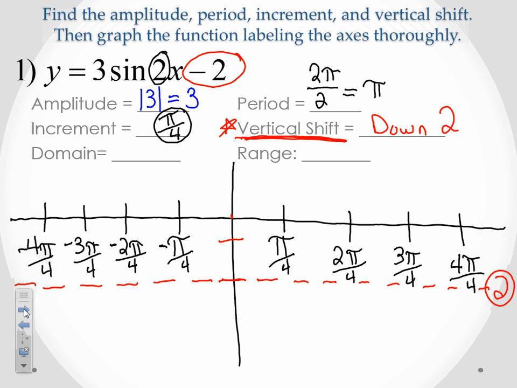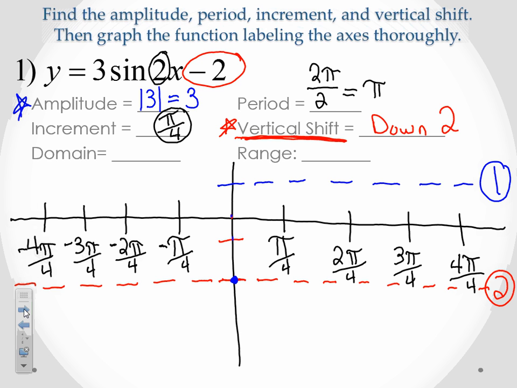Once we have our vertical shift, now we're going to come back with a new color. So I'm going to use blue, and we're going to do our amplitude. Our amplitude is 3. Now, this is where it starts to be different. Instead of starting at the center, we're starting at our midline, our vertical shift. So right here on the red, this is where we're starting. And I need to go up 3. So I go -1, 0, 1. That's going to be 3 for me.